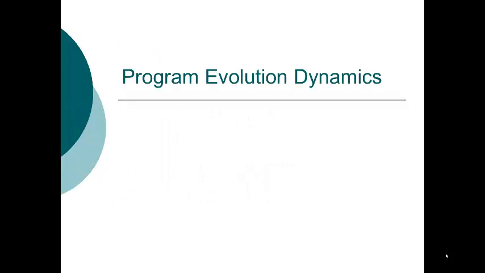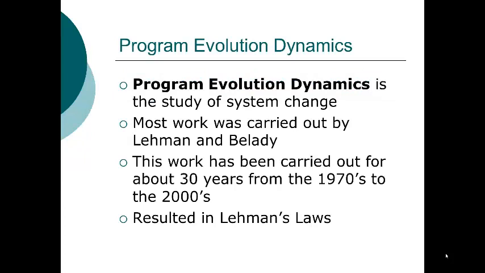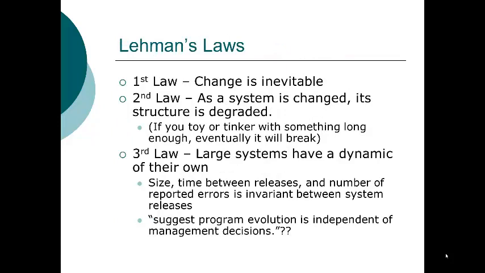So, how does software evolve and change after it's put into operation? This is part of a study called program evolution dynamics, which is the study of system change. A lot of this research was carried out by Lehman and Belady, over a period of 30 years from the 1970s to the 2000s. And these resulted in Lehman's laws. Let's take a look at these laws. Law number 1, change is inevitable.